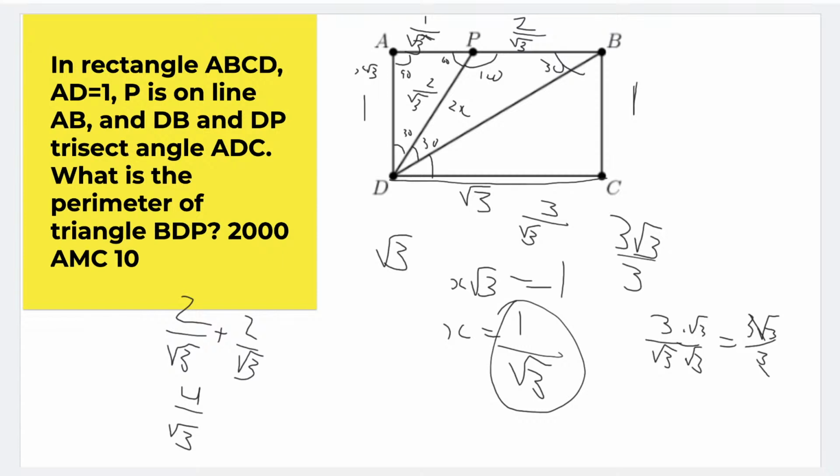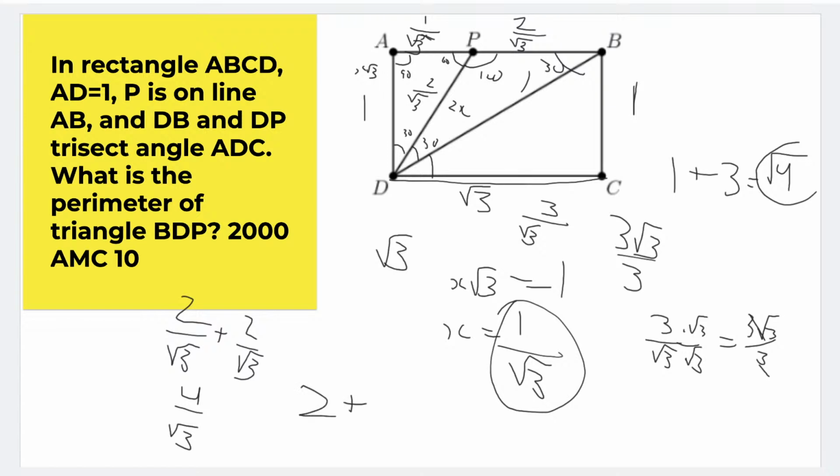Now to find out this length, it's just 1 squared, which is 1, plus square root of 3 squared, which is 3, which is equivalent to 4, but you square root that, and that is the side length of BD. And we know that square root of 4 is just 2. 2 plus 4 square root of 3.